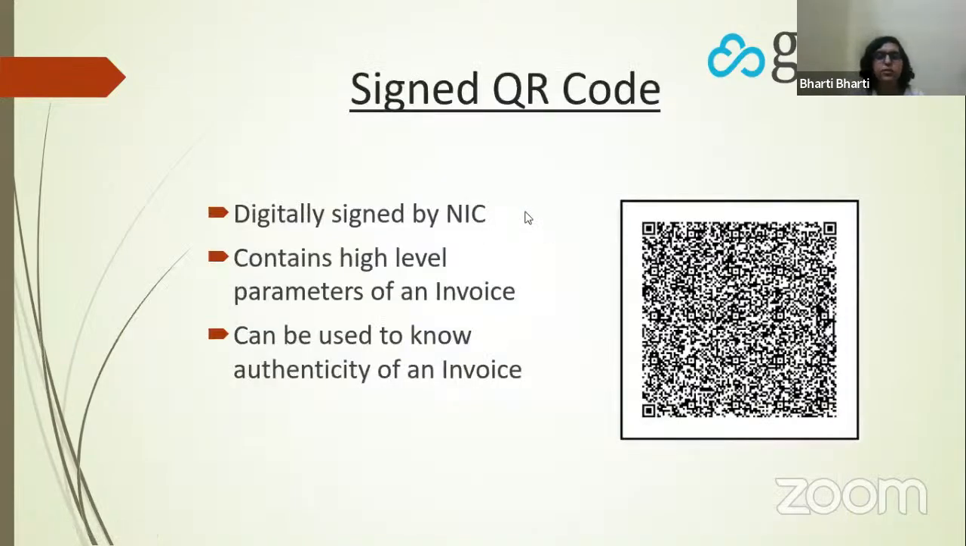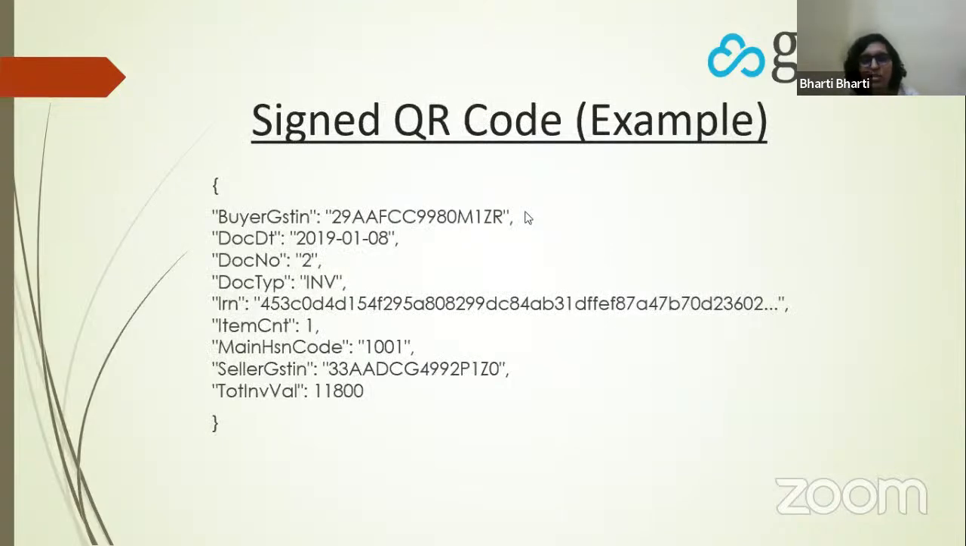Okay, so now let's look at the QR code. This is digitally signed by NIC. It contains high-level parameters of an invoice. By scanning this, you won't get all the information of the invoice, but it will only give you high-level parameters of the invoice. By scanning this, you can check the authenticity of the invoice. So what information does it give? It gives you the buyer GST number, document date, number, document type, whether it's an invoice, credit note, or debit note, IRN, item count, main HSN code, seller GST number, and total invoice value.